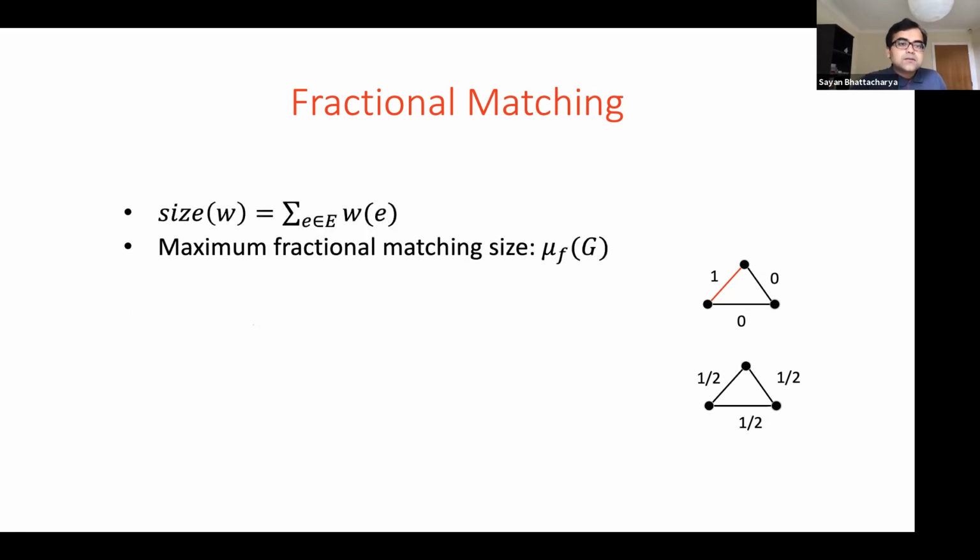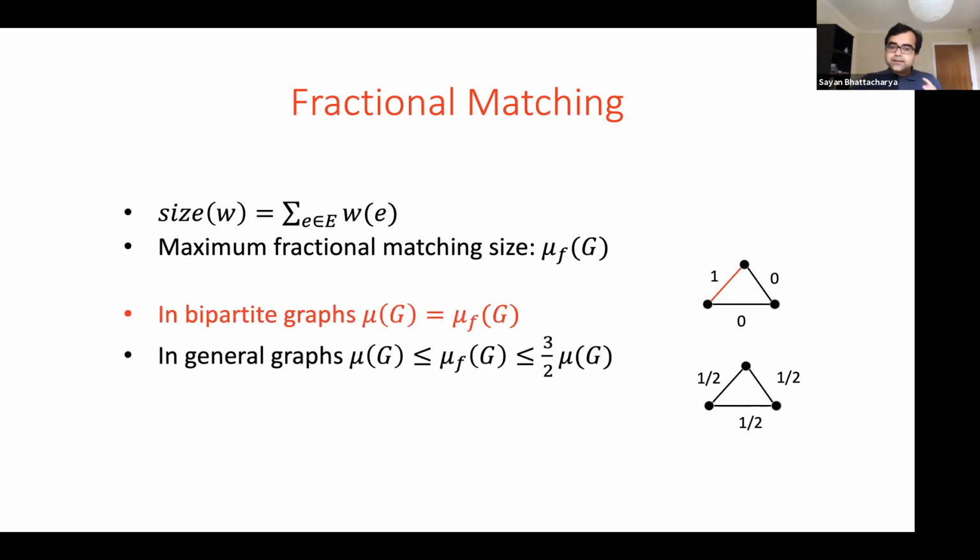Okay. So the size of a fractional matching is just the sum of the total weights assigned to all the edges. So this will be denoted by size of W. Again, I will be using this notation for the rest of the talk. And the size of the maximum fractional matching, let's say it's mu f of G. F stands for fractional. And it's known that in bipartite graphs, there is no integrality gap. So mu of G here denotes the size of the maximum integral matching. This is the same as the size of the maximum fractional matching in bipartite graphs, whereas in general graphs, they differ by a factor of at most 3/2.